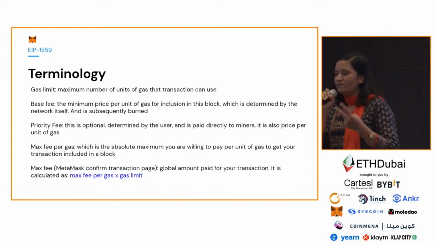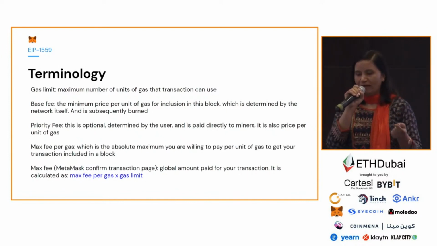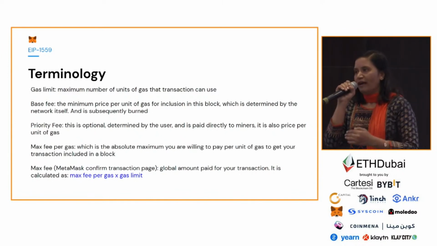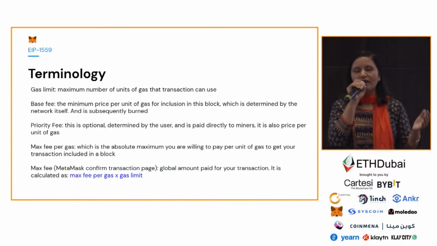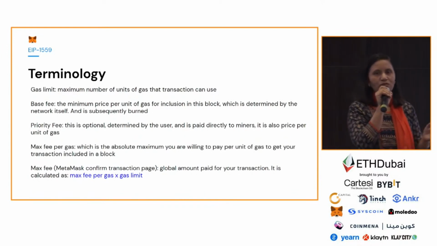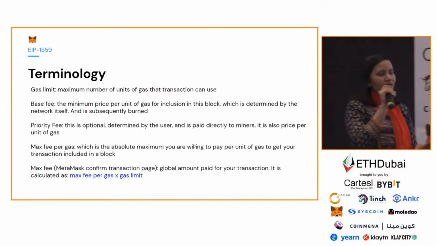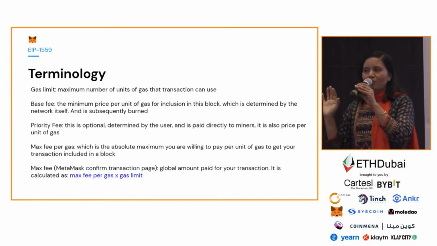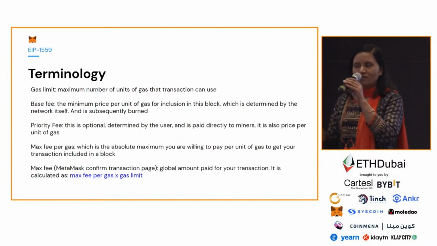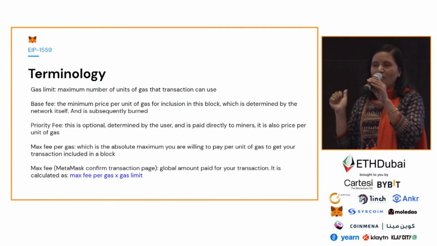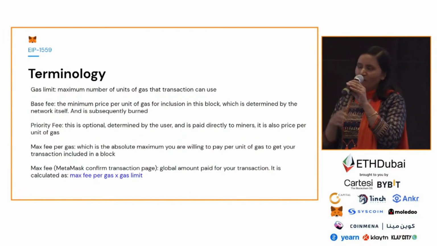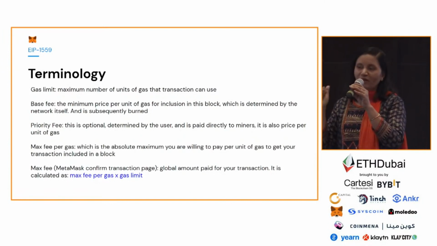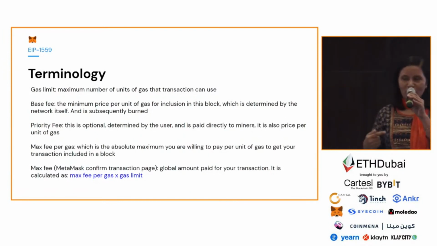Second, base fee. Base fee, as we saw already, is the minimum price per unit of gas, which is specified by the network, and it's ultimately burnt out. Priority fee is in theory optional, but practically, a priority fee of 2 Gwei is almost always needed to run your transaction. Priority fee is, again, price per unit of gas. It is paid to the miner. It is decided by the user.